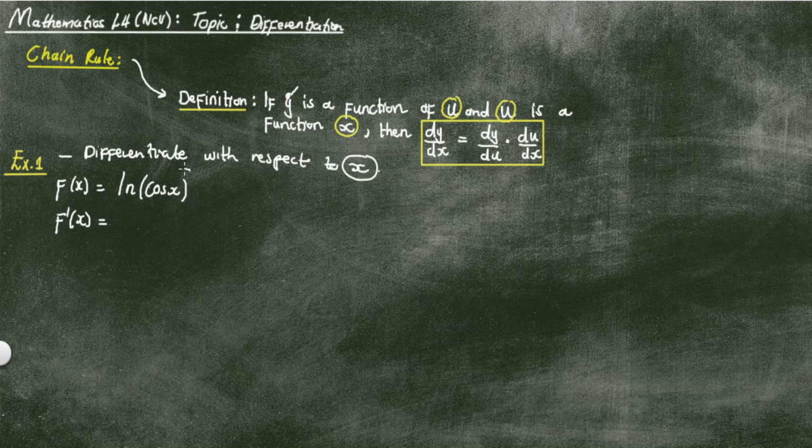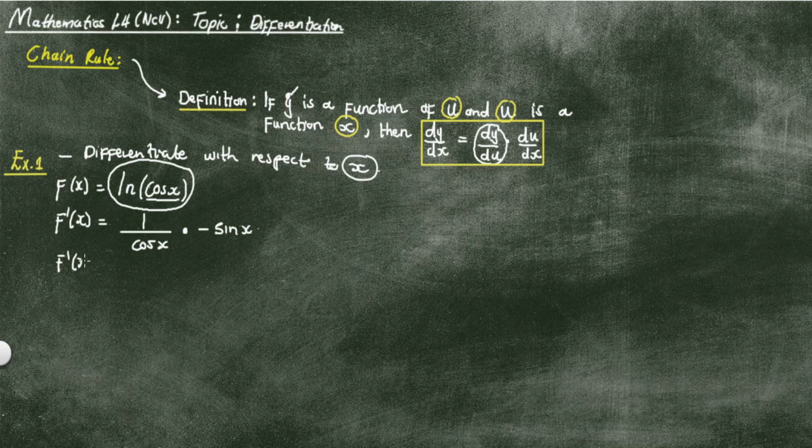So we're going to start off by differentiating the big function, which is the log. The derivative of log cos x is 1 over cos x, multiplied by, so I just differentiated the outer function in this case, right? Now we're going to differentiate the inner function u. What is the derivative for cos? It's negative sine x, okay?